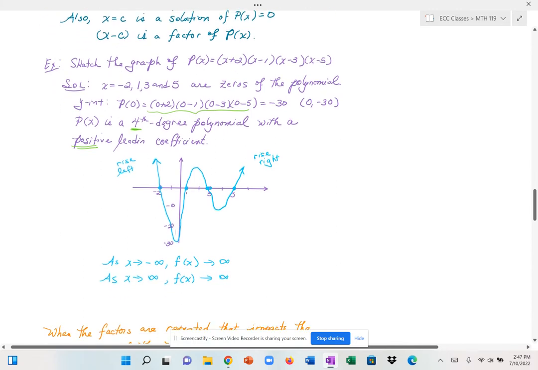And again, this is the way you would describe the behavior using this notation. So as x approaches negative infinity, f of x goes to infinity, and as x approaches positive infinity, f of x also goes to infinity.